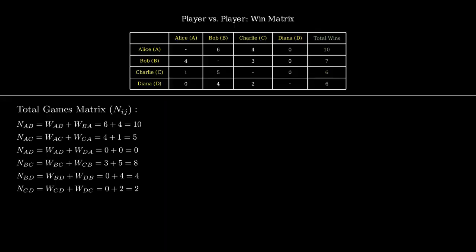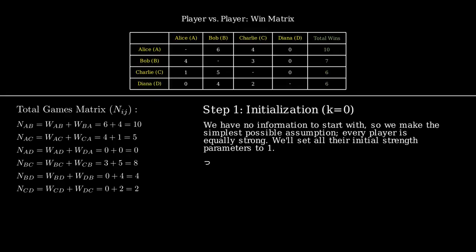Okay, so now let's figure out our total games matrix. N_AB just means the number of games that Alice beats Bob plus the number of games that Bob beats Alice. So as we can see, Alice beats Bob 6 times and Bob beats Alice 4 times for a total of 10 games played. And then just do that for every paired comparison. Okay, so to start this thing off, let's just assume everyone is of equal strength and go from there.